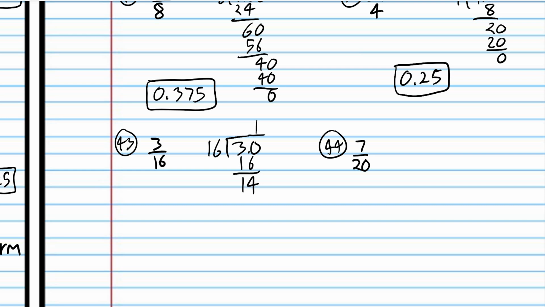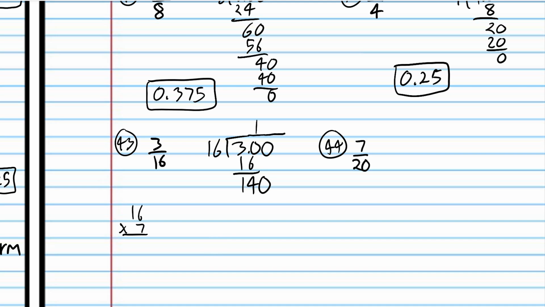So now we have a remainder, but 16 doesn't go into 14. As always, we have to bring down a 0. So 16 into 140, that's not easy. Let's see, 16 times 5 would be 80. And you can do this over here if you want. 16 times 7, that's going to be 112.